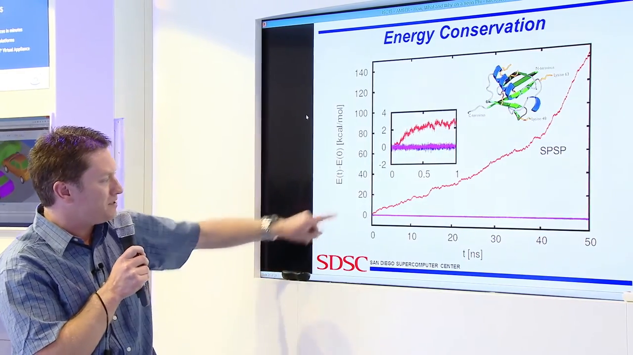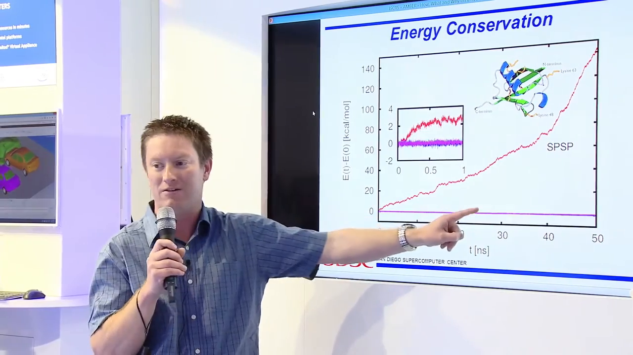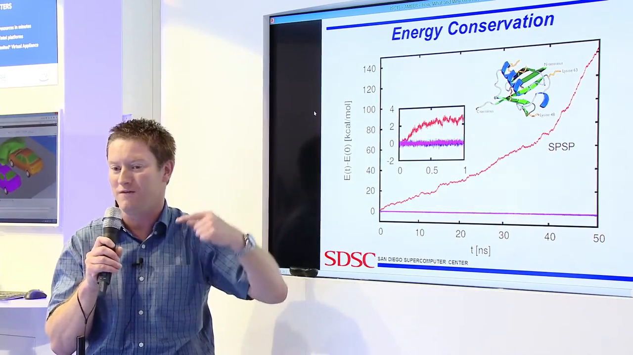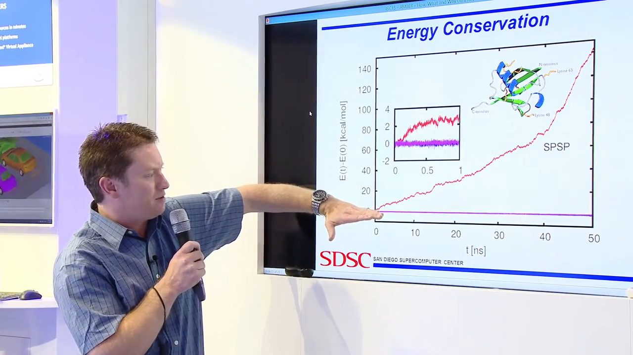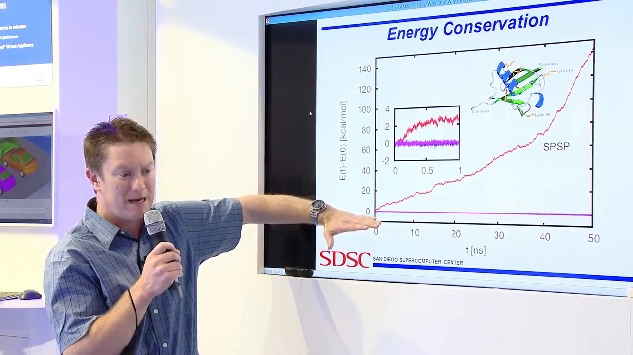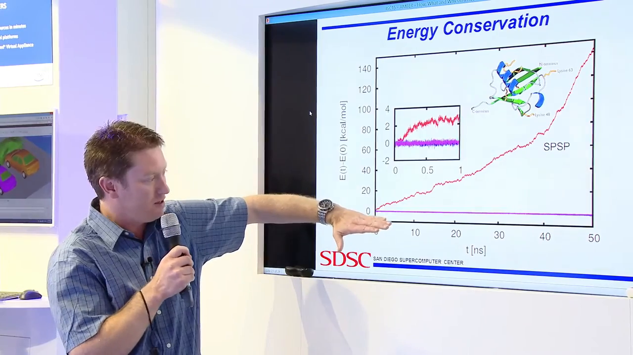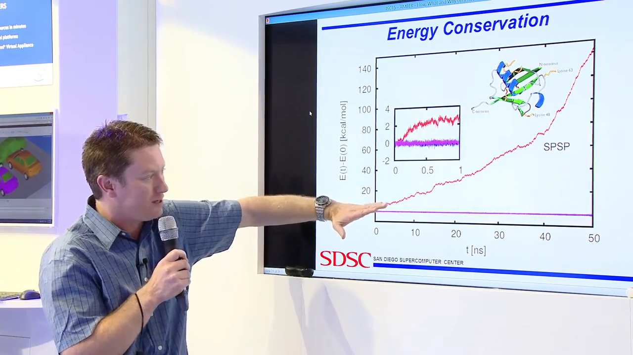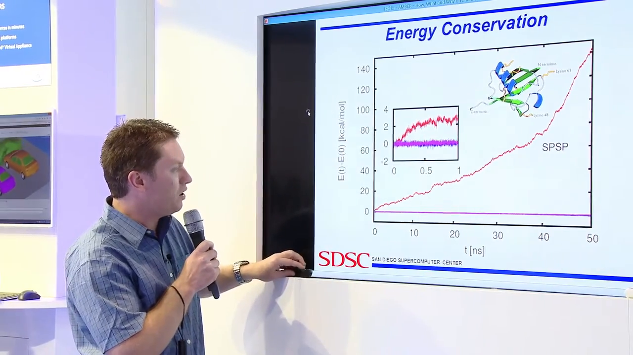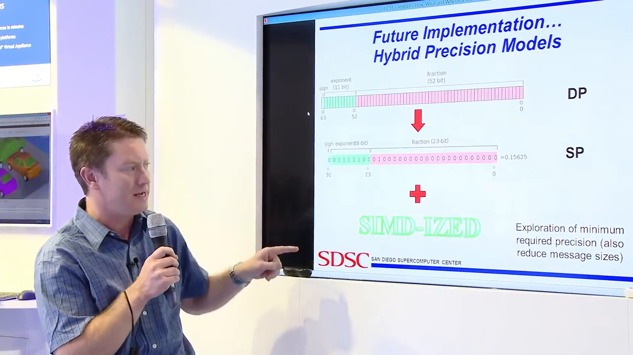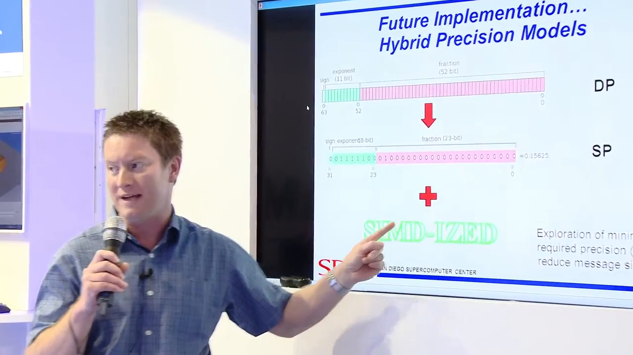Just to show you what happens, this is a constant energy simulation, right? These equations should conserve energy and angular momentum. If we run here, which is what happens if we run the double precision or the hybrid precision, we conserve energy. If we run single precision, the thing just slowly heats up over time, right? So we're looking at putting this into the code as we go on right now, which will get us better use of the vector units.